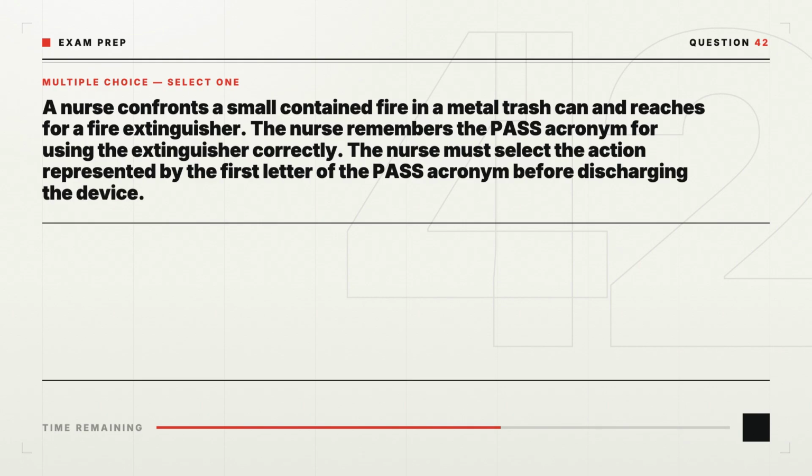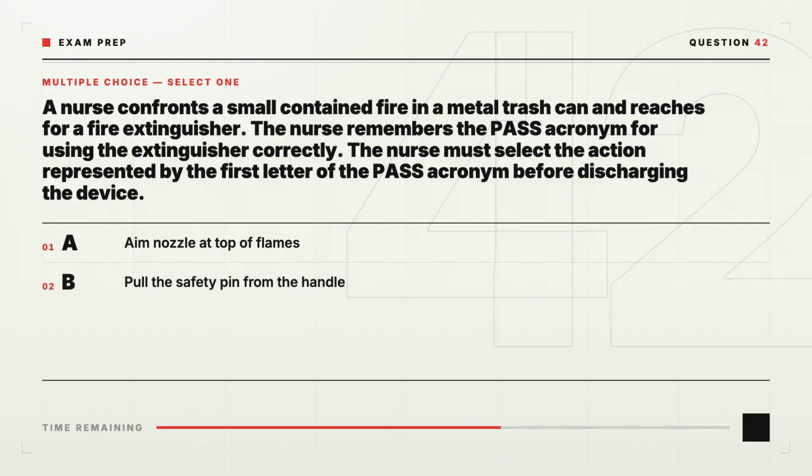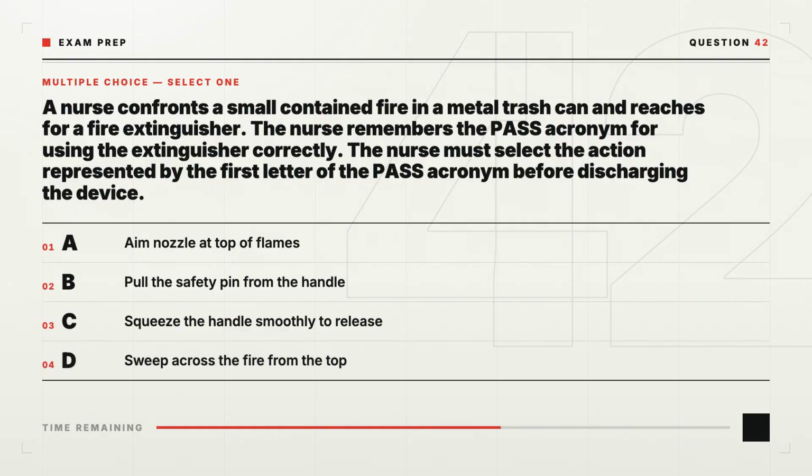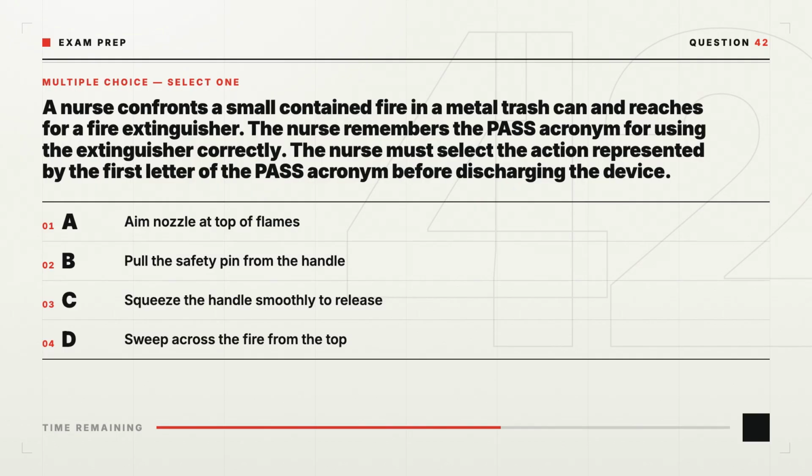Your options are A. Aim nozzle at top of flames. B. Pull the safety pin from the handle. C. Squeeze the handle smoothly to release. D. Sweep across the fire from the top. Take a second. Which answer would you pick?